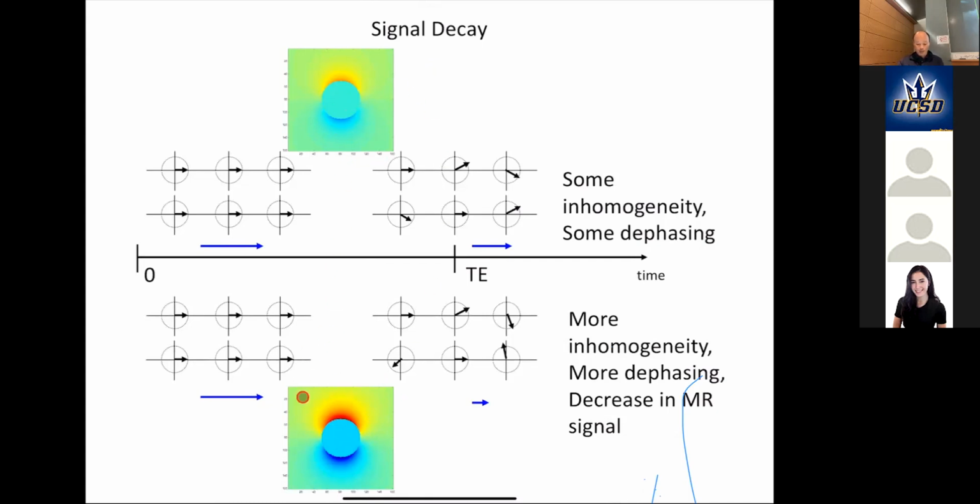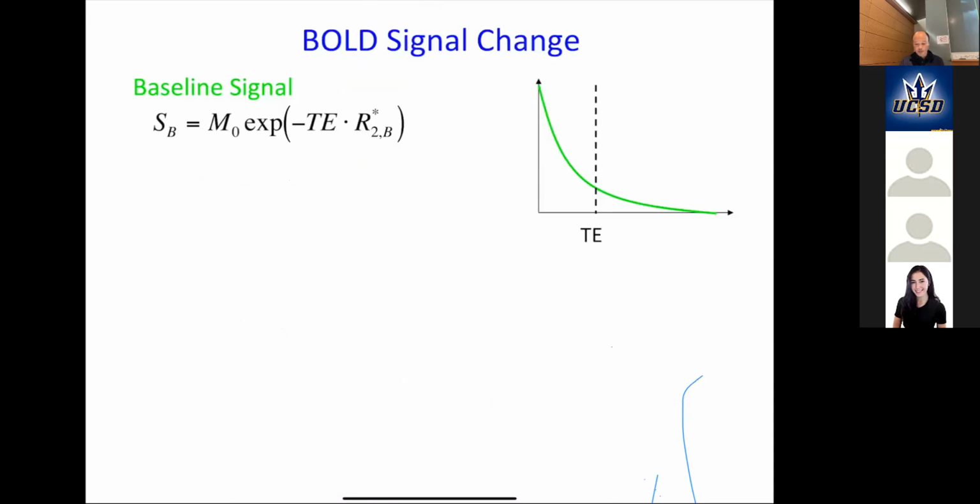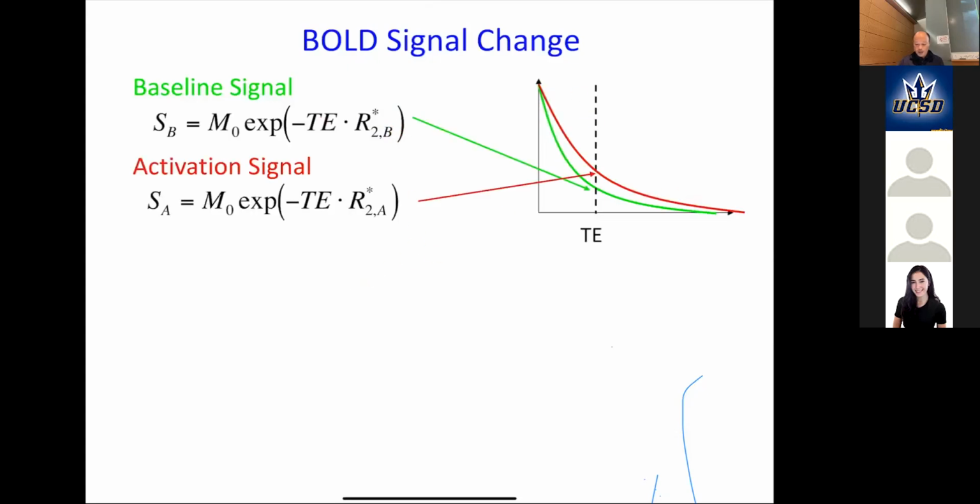So let's figure out why it goes from a state of more inhomogeneity to a state of less inhomogeneity. Let's take a look at the BOLD signal change. We can represent it as, at baseline, the echo time times some R2 star, which is just 1 over T2 star at baseline. So the signal is going to decay like that. Since we know that with activation the signal typically increases, the R2 star must get smaller, or T2 star is getting longer. And so the signal is going to go up with activation.